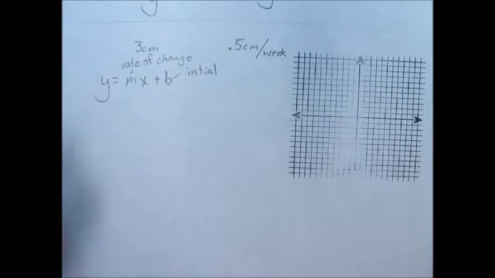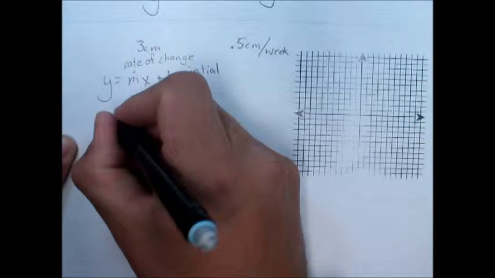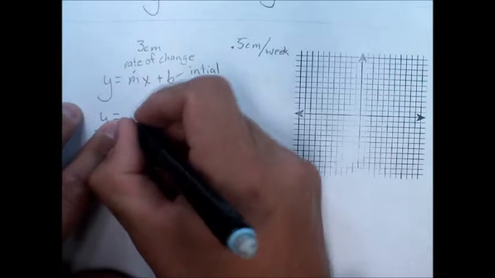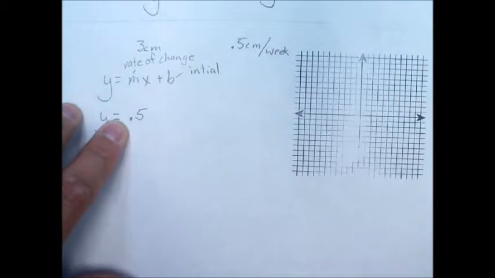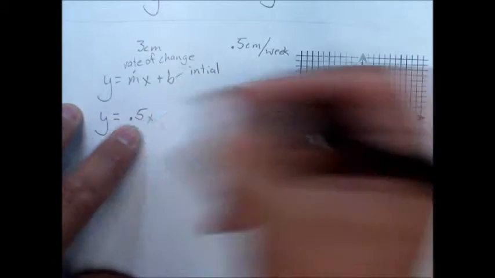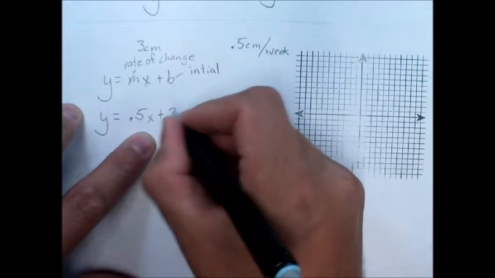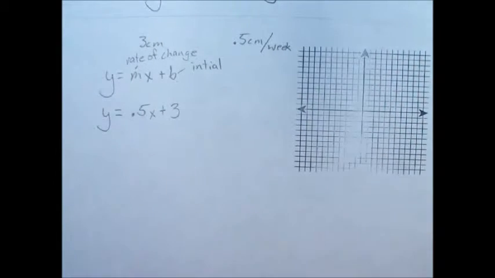So when I start this equation, I'm going to say y equals, and then I put in my rate. My rate was 0.5 centimeters per week, times x, I'm always just writing down my variable, plus whatever my initial was. My initial was 3. So there's my equation.